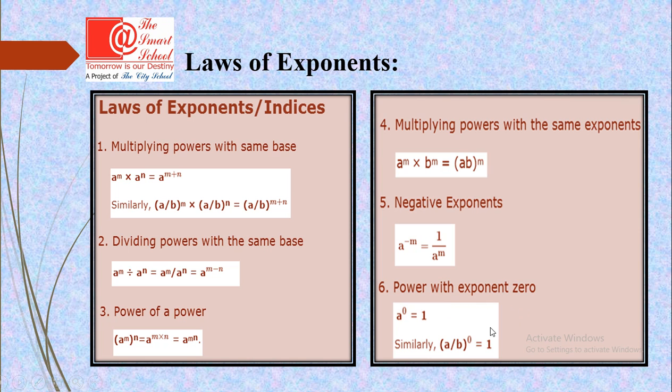Now power with exponent 0. This is a very interesting rule. A power 0 is equal to 1. And interestingly, 100 power 0 is also equal to 1. 1000 power 0 is equal to 1. X power 0 is equal to 1. So it means any variable or any number with power 0 is equal to 1.